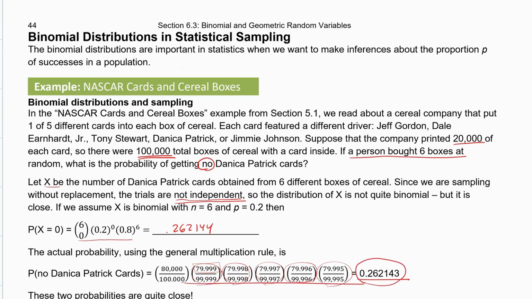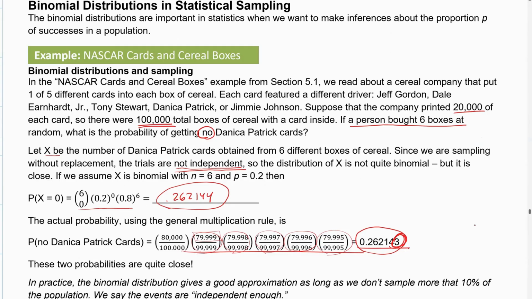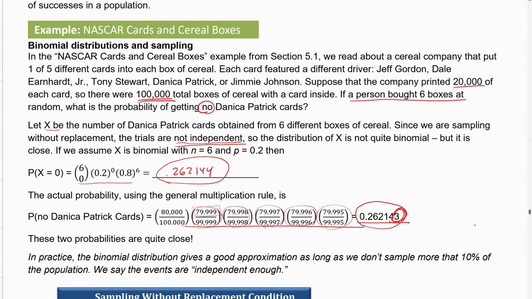We get this number. And here's us doing it the quote unquote wrong way, and we get that number. The only difference is the last digit, which hardly matters on a six-digit number. So here's what we're going to say. In practice, binomial distributions give a good approximation as long as we don't sample more than 10% of the population. So yes, these probabilities change, but they don't change enough to make a material difference in the answers. We say that in this situation the events are not independent, but they're independent enough.